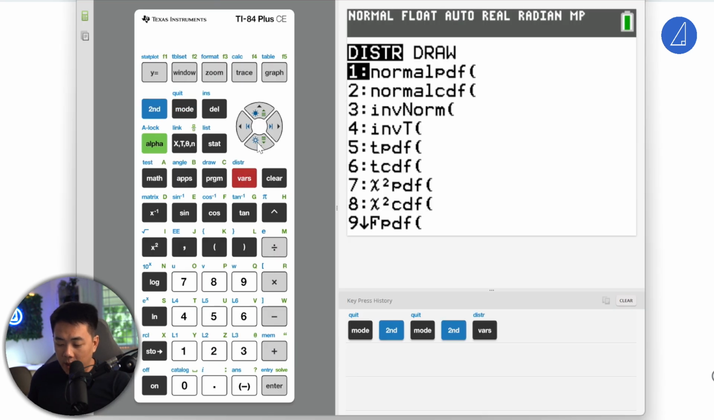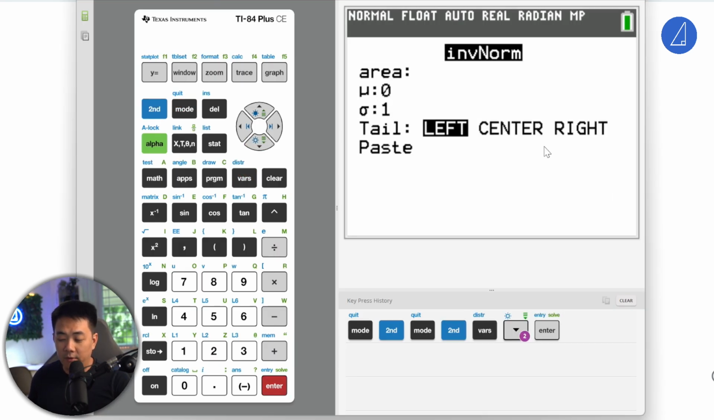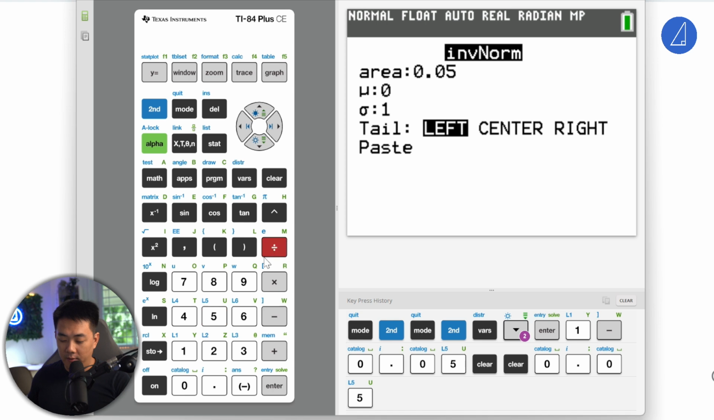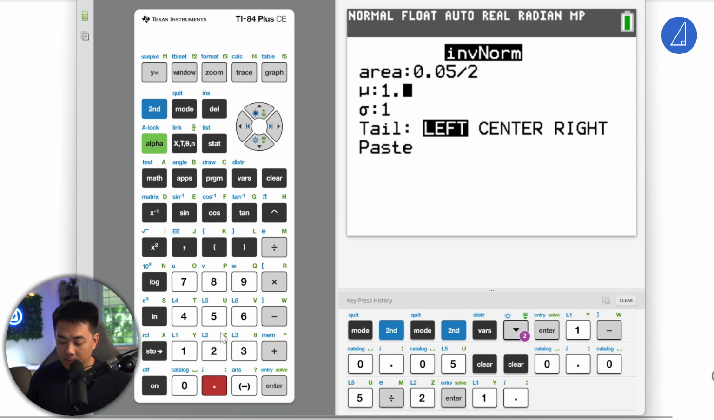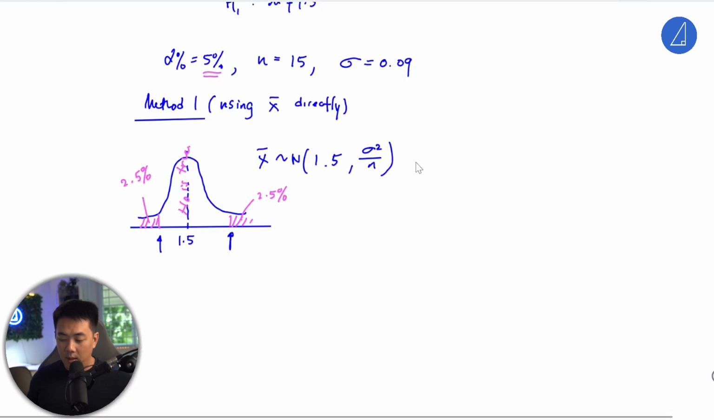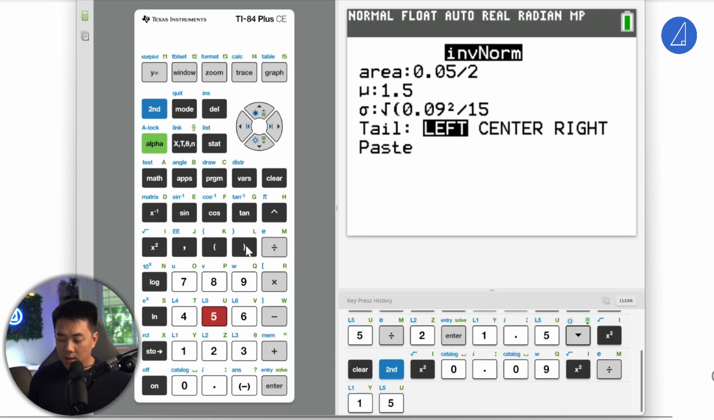Usually I will not encourage students to use inverse norm center, because oftentimes students forget to take 1 minus 5%. If you want to use inverse norm center, you just take 1 minus 0.05. But if you're careless, I suggest you just take 0.05 divided by 2. Then for the center, we put 1.5 over here, and the standard deviation is the square root of 0.09 squared over 15. So that's the distribution you're looking at.